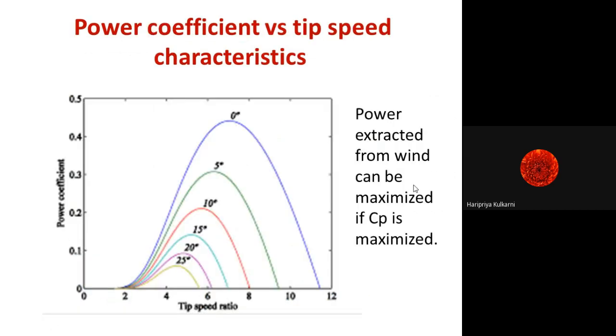This is the power coefficient versus tip speed characteristics. The TSR, the tip speed ratio, is important, and the power coefficient is one of the factors in the extraction of power. Power extracted from the wind can be maximized if CP is maximized. If the power coefficient is higher, higher power can be extracted.